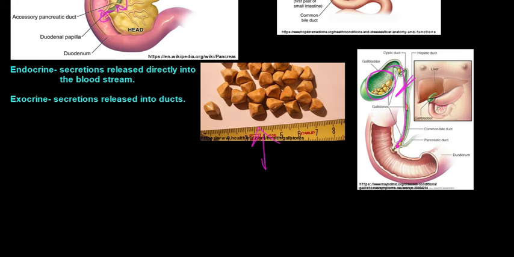And that is the end of this first video. In the next video, we'll be looking at all of these organs in a bit more detail to see exactly how digestion takes place.